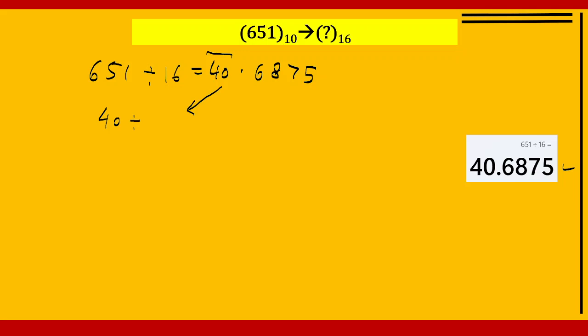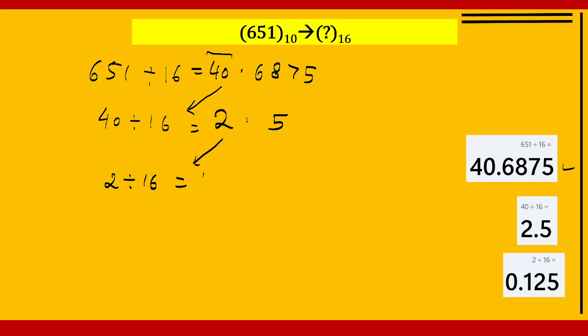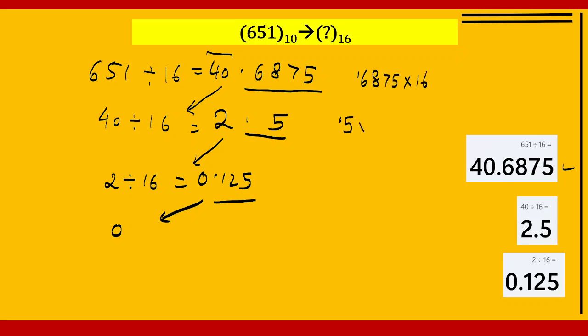So 40 divided by 16 will give me 2.5. Now I'll divide this 2 again by 16 and that will give me 0.125. These are the screenshots of my calculator. Now you have reached 0, so you will stop dividing further. To take the remainders, we will take the fractional portions in the same sequence as they were generated and multiply them by our target base 16. That multiplication will give us our remainders. You can use a calculator for this purpose.